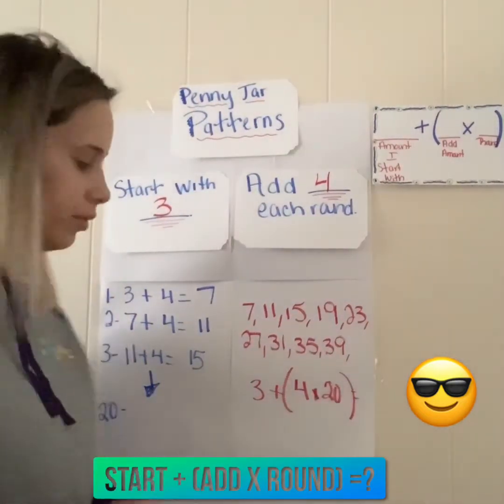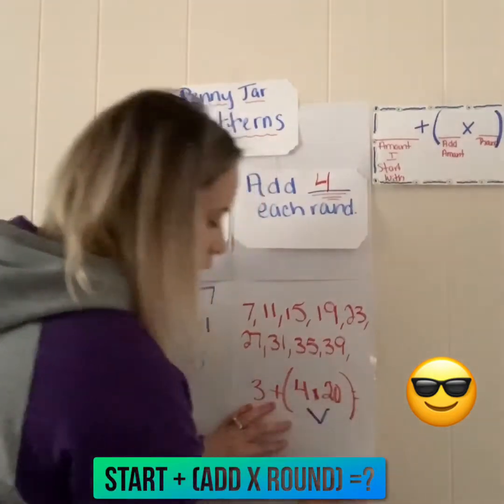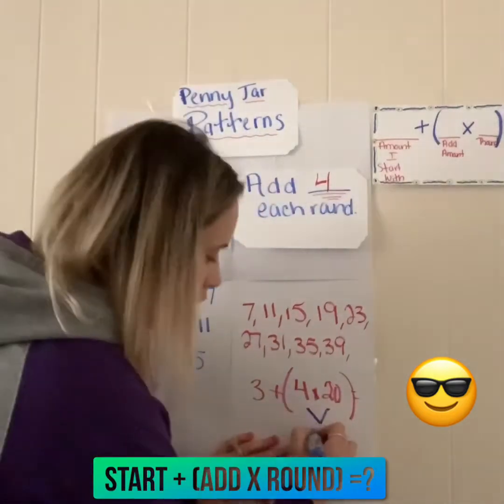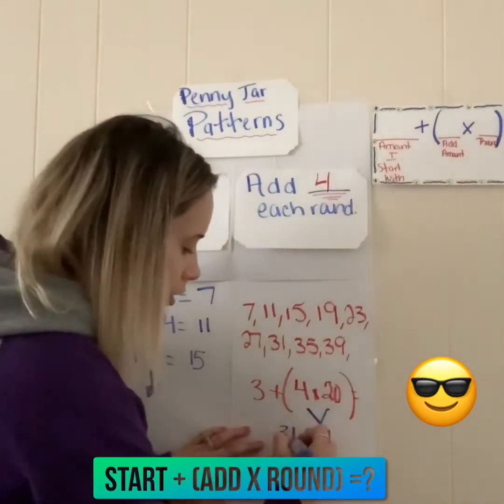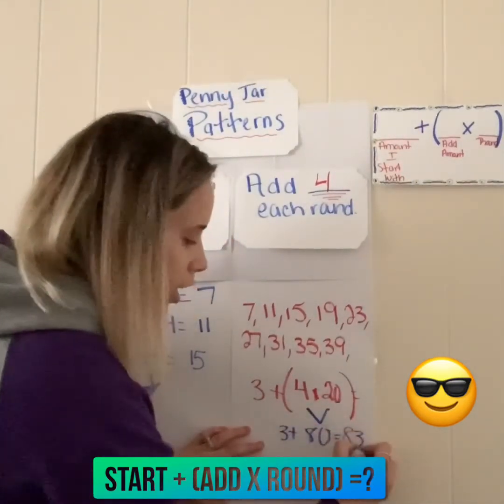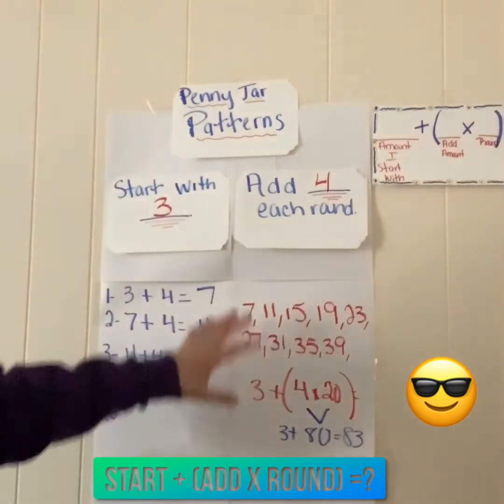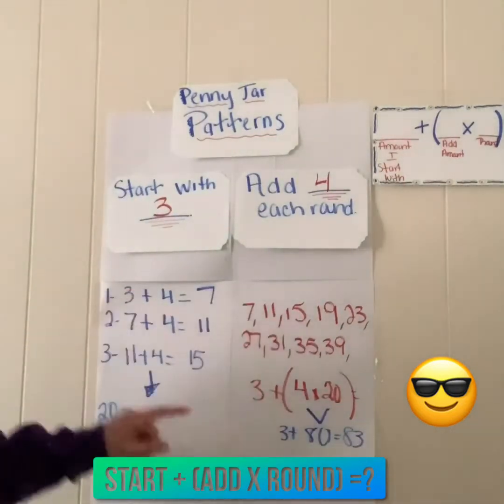Parentheses. I know that 4 times 2 equals 8, and I have that 0. We have to make sure we keep that place value. And then we add 3. That equals 83.